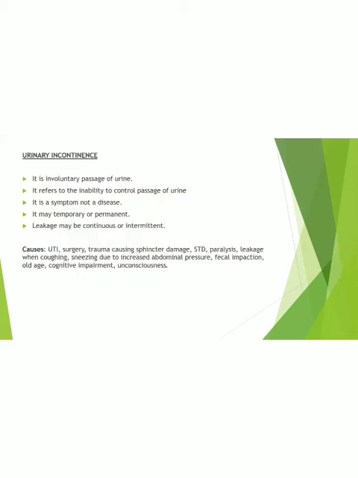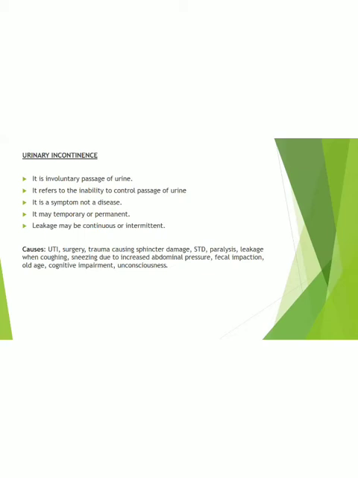Okay. So next is urinary incontinence. When we say urinary incontinence, it means involuntary passage of urine. Incontinence means involuntary. We are passing urine involuntarily many times. It refers to the inability to control the passage of urine. We are not able to control the urination. Sometimes when we just sit, the urine automatically comes out. It can be in a small amount or in a large amount.